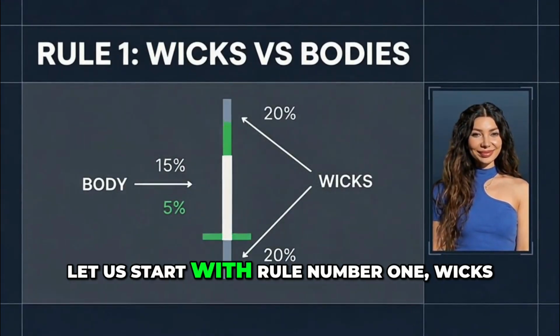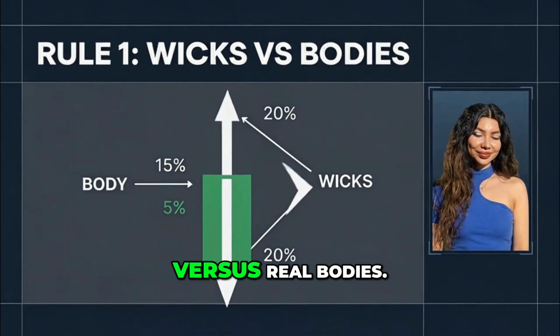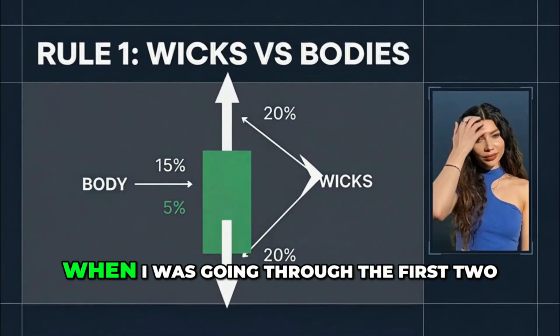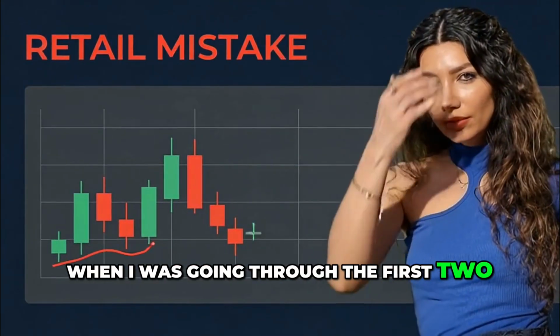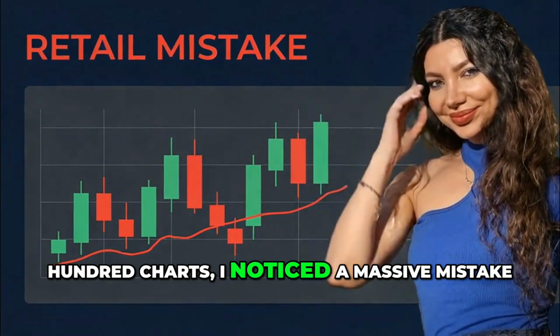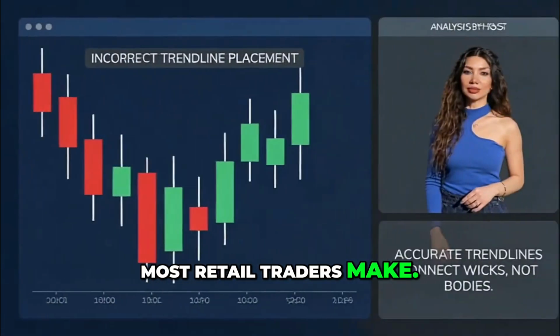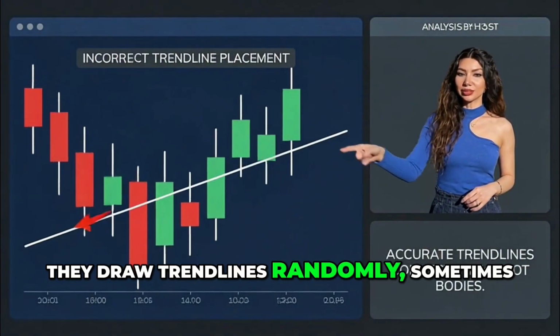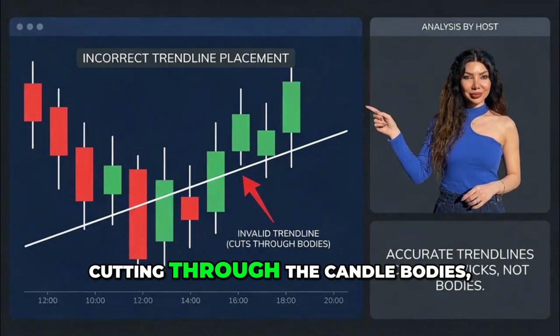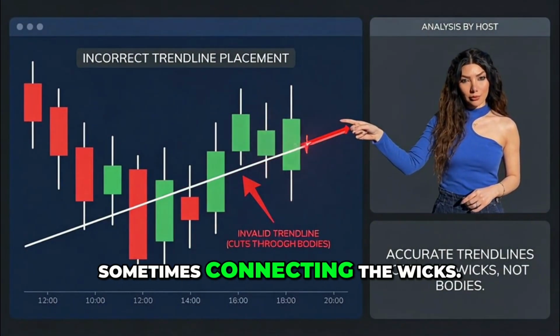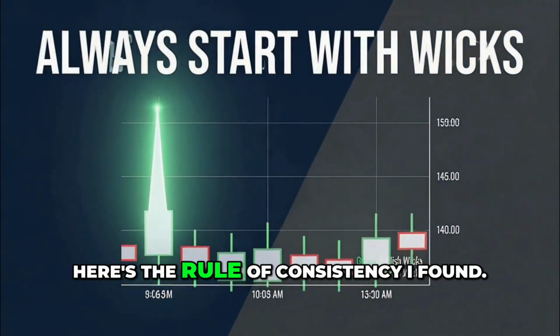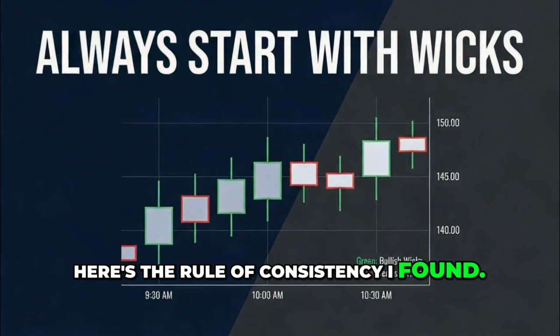Let's start with rule number 1, wicks versus real bodies. When I was going through the first 200 charts, I noticed a massive mistake most retail traders make. They draw trend lines randomly, sometimes cutting through the candle bodies, sometimes connecting the wicks. Here's the rule of consistency I found.